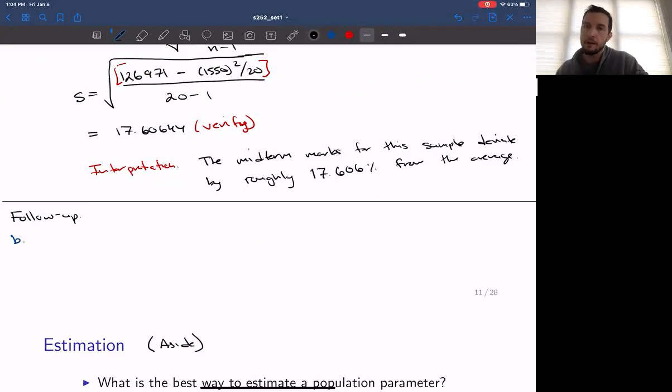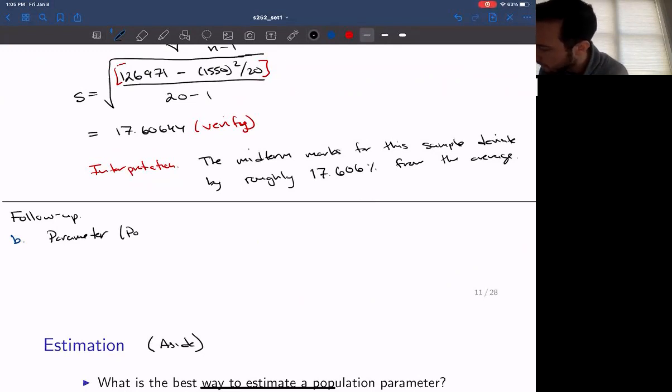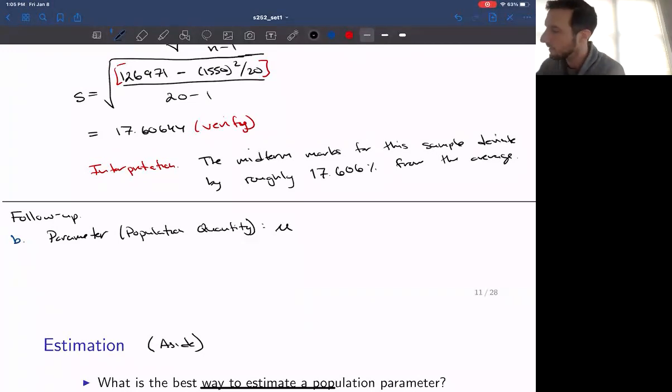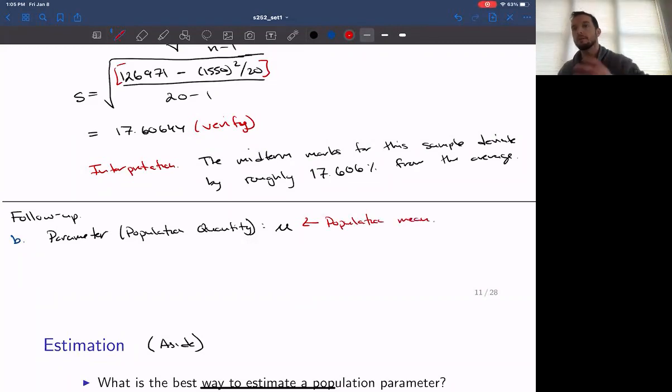Let's say that our estimate of center, or the parameter of interest that defines the center, is the mean. The parameter, which is the population quantity, is mu, which is the population mean. The Greek letter mu always defines the population mean. In this particular problem, this is the parameter that we are interested in.